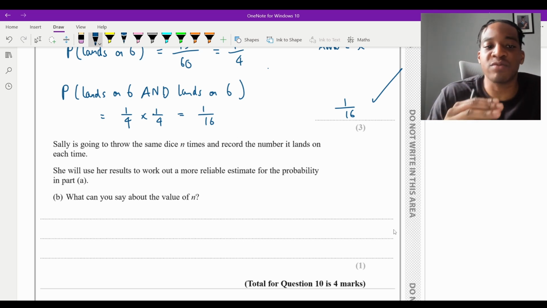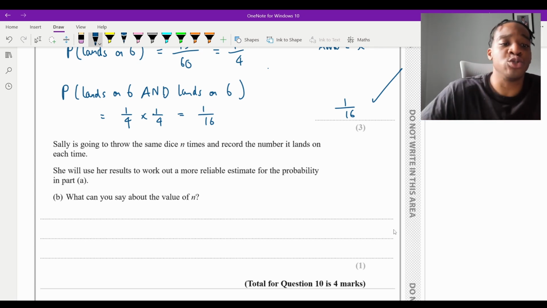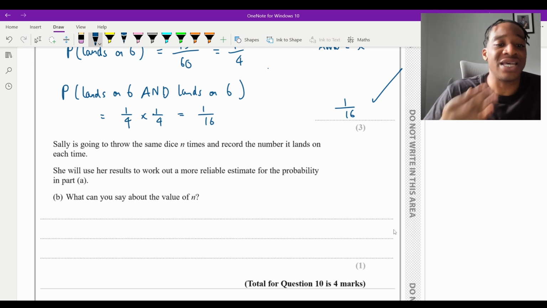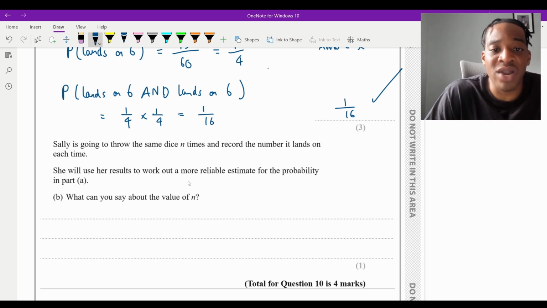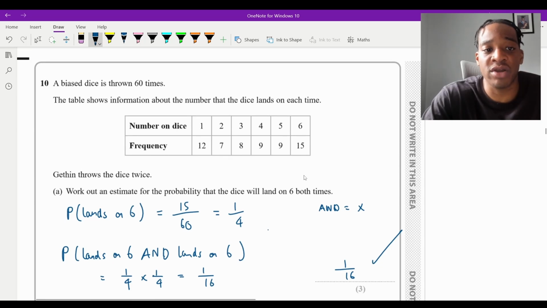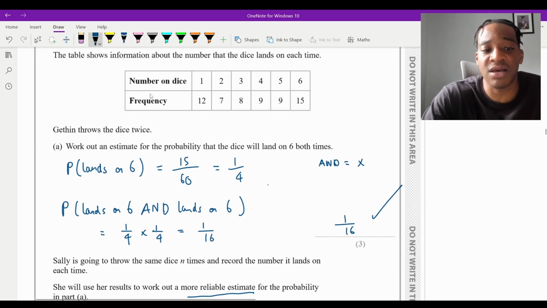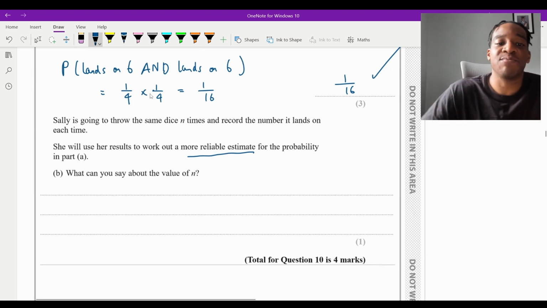Okay, so remember with these types of questions, you're dealing with some sort of investigation or experiment, and you're trying to work out certain probabilities, and you do the experiment a certain number of times and you get some information. Now, what you should always remember is that the more times you do this experiment, the better your estimate will be. So if Sally is doing the same experiment, she's throwing the same dice n times, and she wants a more reliable estimate for the probability, then the number of times that she throws it has to be more than the number of times that Gethin threw it, because it was thrown 60 times. So what you could say about n is that n has to be bigger than 60.